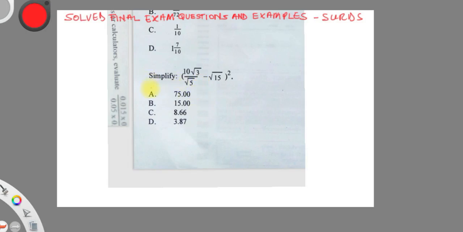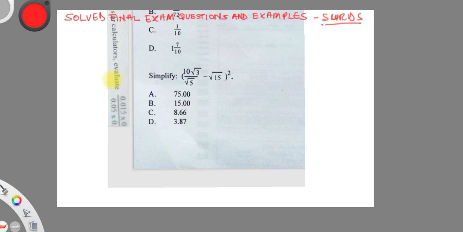Get understanding, don't memorize. This is the continuation of a series of lessons on sets. We are looking at SSCE final exam questions and examples, a continuation of the final exam questions and examples.